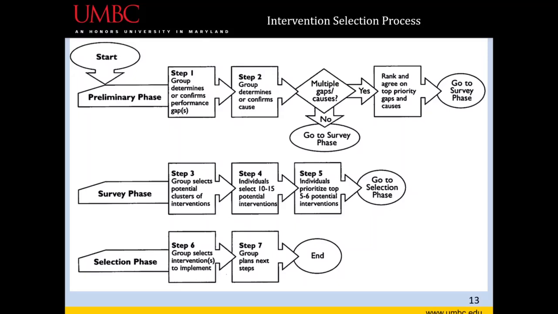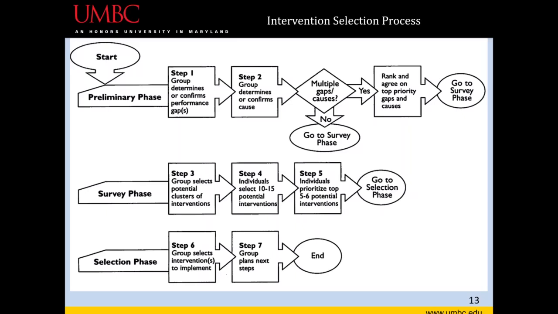In step 3, you're going to select potential clusters of interventions. Okay? And in just a few minutes, I'm going to show you a list of all the interventions that you have at your disposal to help you jog your memory. And from that list, in step 4, you're going to select maybe 10, maybe 15 potential interventions. And then in step 5, you're going to prioritize the top 5 to 6 interventions. Again, because you have so many interventions and you might have multiple gaps and causes, you may not be able to work on all at the same time. So you're going to prioritize those interventions.